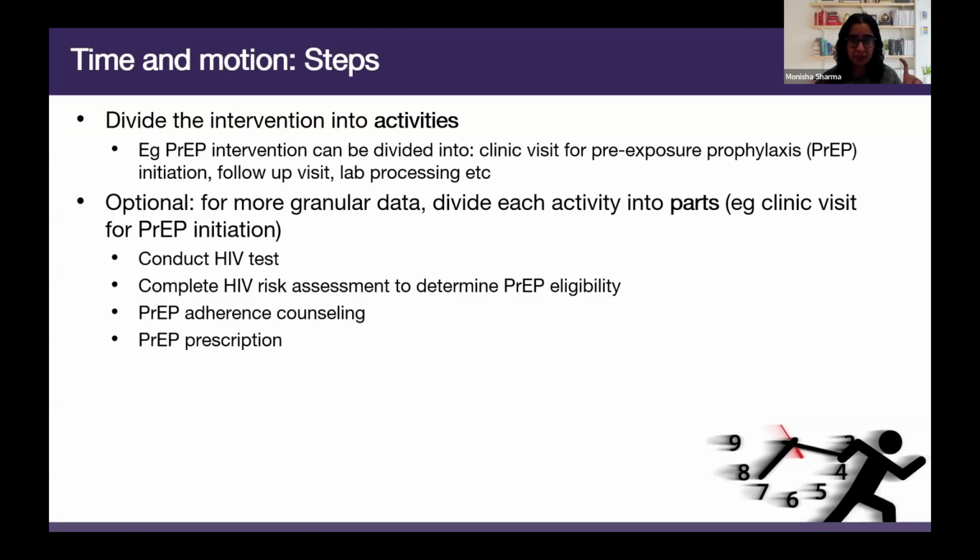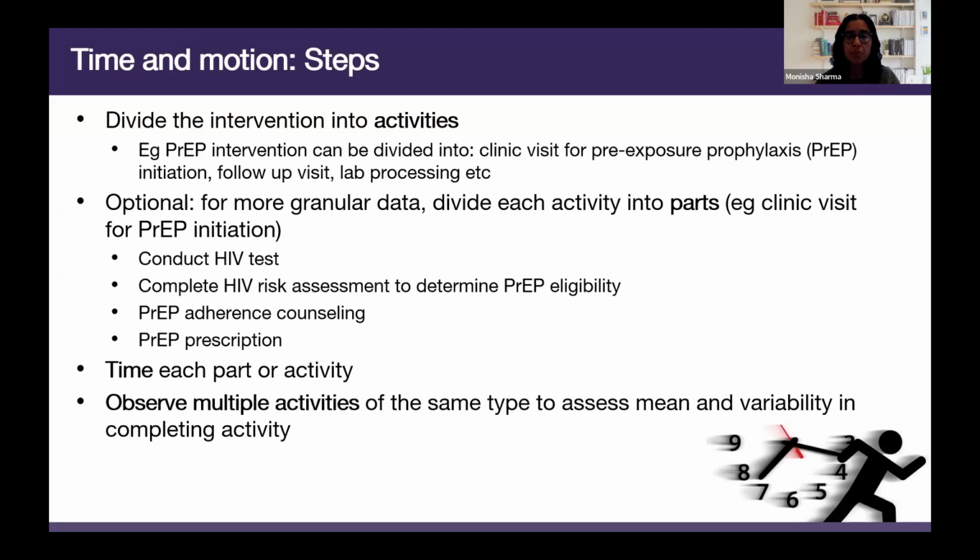And within these activities, you can even get more granular. You may or may not want to do this. It is more resource intensive if you're asking people to write it down and self-report, but you could say, okay, within the prep initiation activity, how long does each sub-task take? How long does it take to do an HIV test or to do risk assessment and then adherence counseling and prescription? And then you either time the whole activity or time each part, and then observe multiple activities to assess the mean and the variability in the activity.